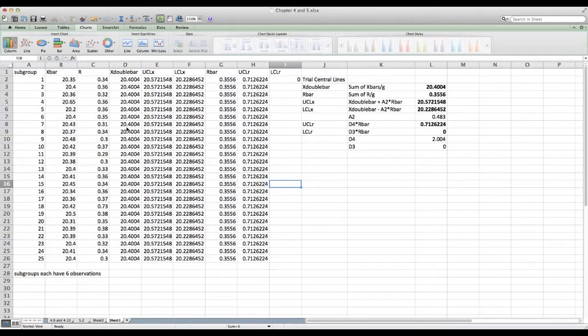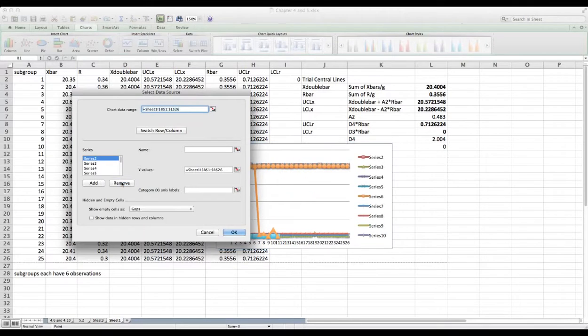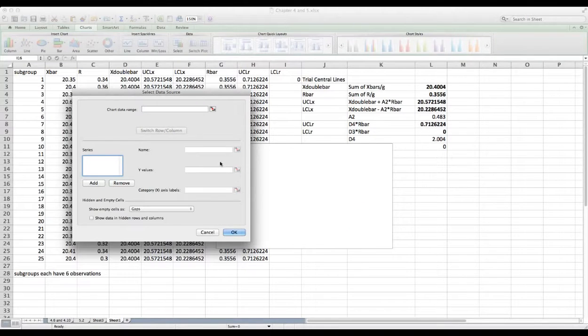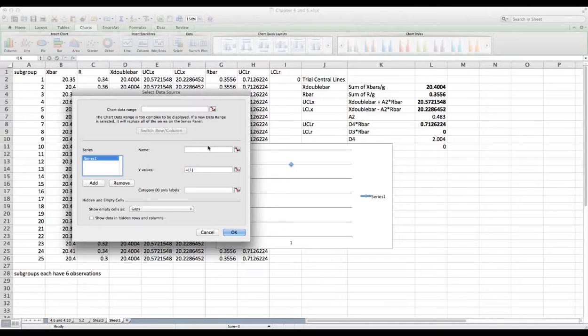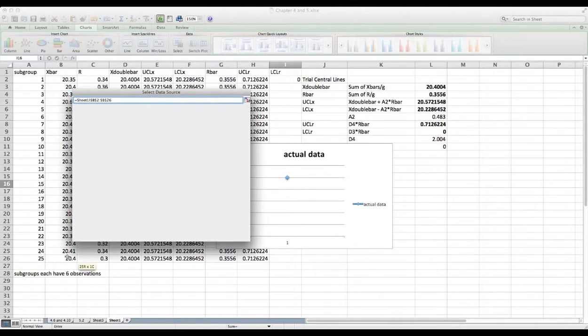Now I'm going to construct a line, want the marked line chart. It's going to automatically populate all of this. I don't want that. I want to start all over. I'm going to remove all of these. Okay. Now, let's add our actual data first. Our Y values are right here. Let's do the X bar chart first.